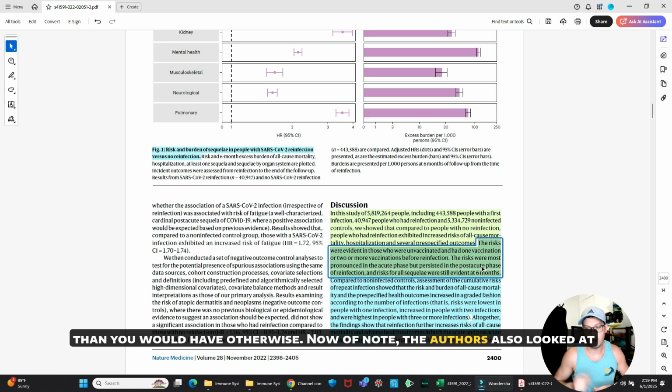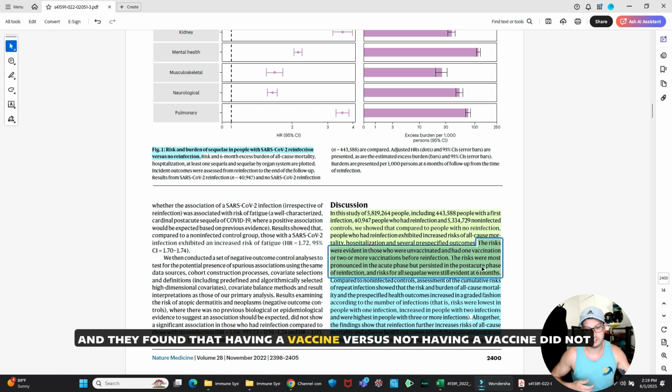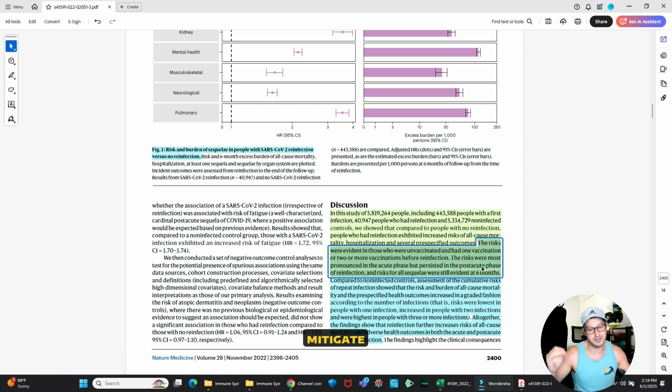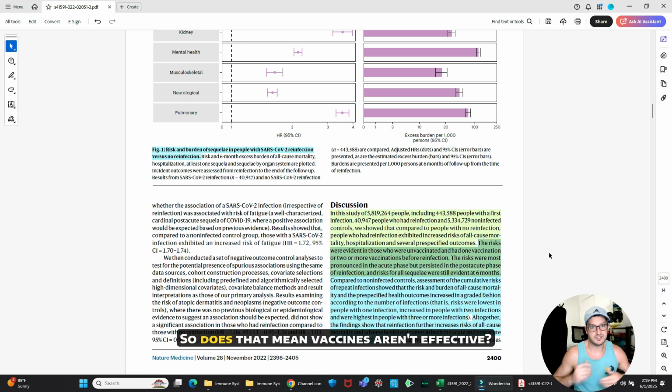Now, of note, the authors also looked at people that were vaccinated and unvaccinated and looked at the risk of reinfection, and they found that having a vaccine versus not having a vaccine did not mitigate the overall health risks of getting multiple COVID reinfections. So, does that mean vaccines aren't effective? Does that mean you shouldn't get them?